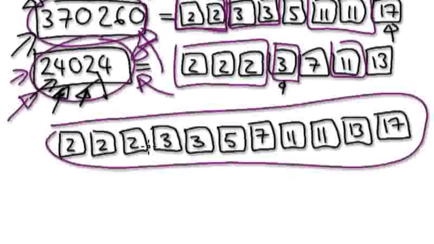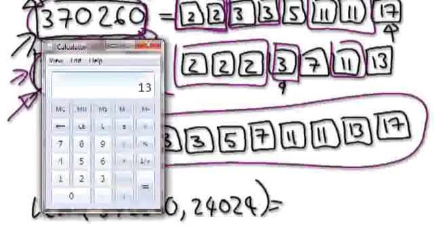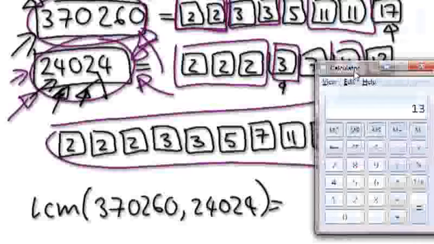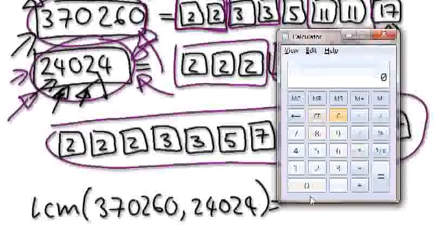So the lowest common multiple of 370,260 and the other number equals all these multiplied together. So I would probably have to jump to a calculator. Hang on. This is going to be hard. Wait, clear it. So the lowest common multiple would be all these primes multiplied together.